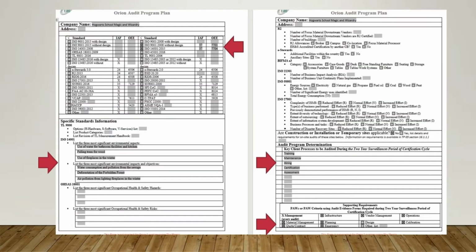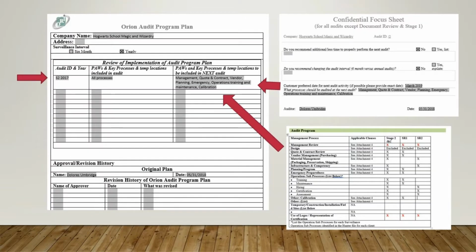Now, the audit program plan. First, write the name and address of the company. Then the standards and codes to be audited, as well as the aspects, objectives, etc. Once again, remember they must match the other documents. Same goes for the key processes. Then select the applicable PAWs. In the last part of the audit program, just write which processes were audited and which ones will be audited next time.